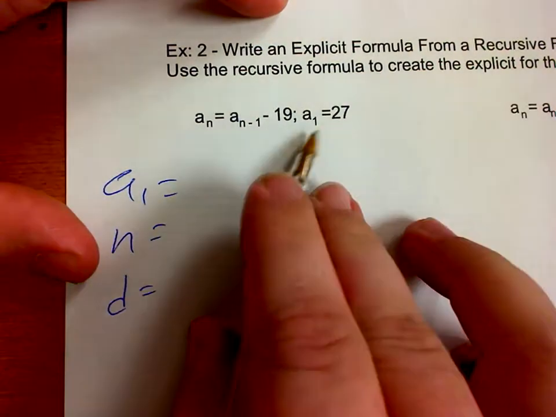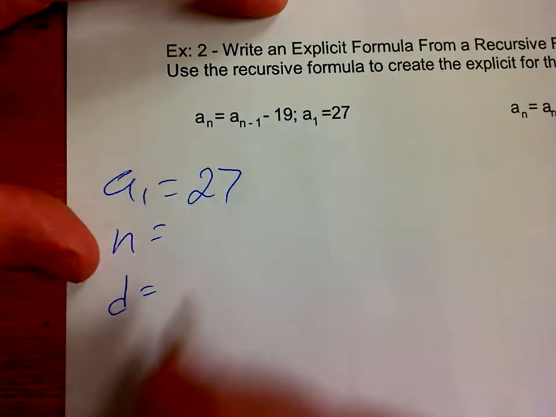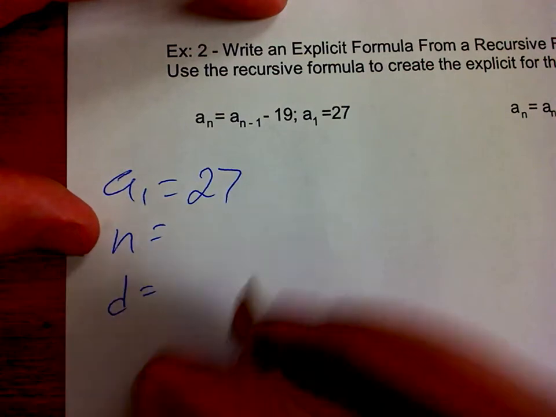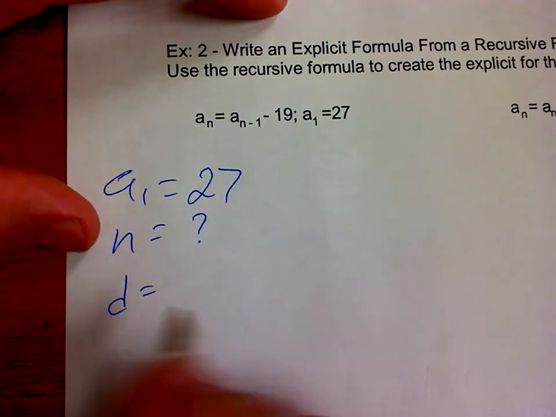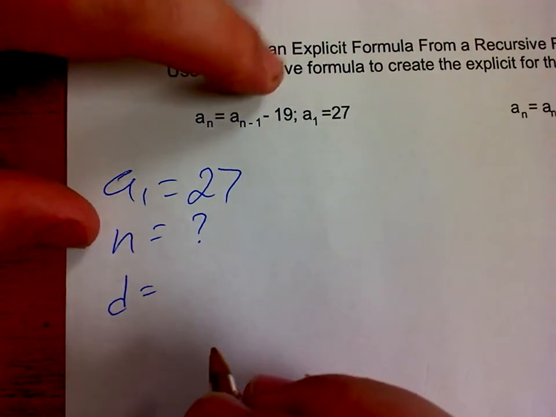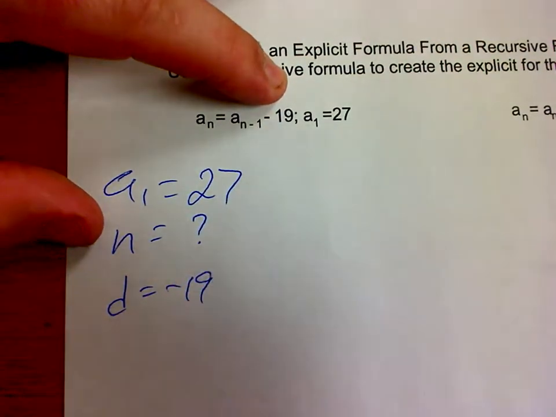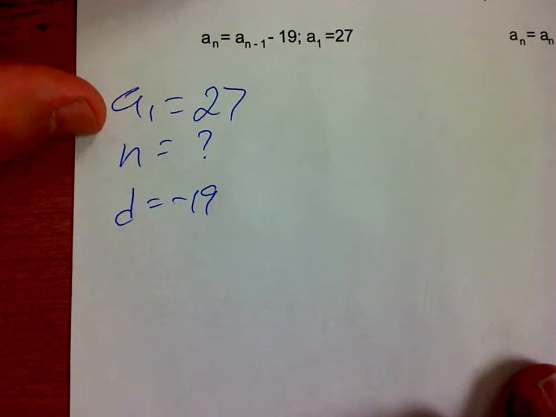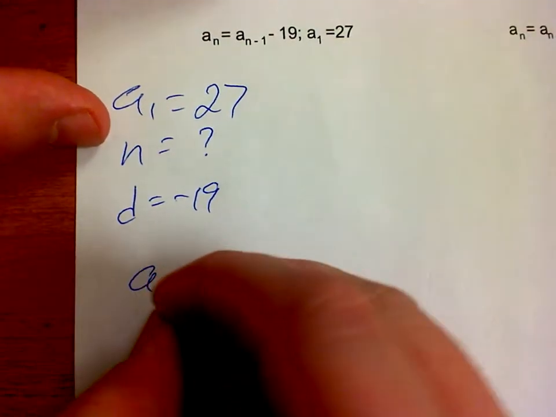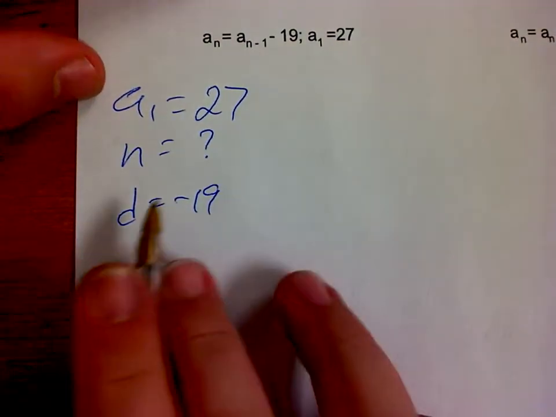a sub 1 is the first term in the sequence, 27. n is the term that we do not know, so we'll leave it as a question mark. d, we know that it is a minus 19 every time, so we're going to have negative 19 for our common difference. So plug them into our formula here.